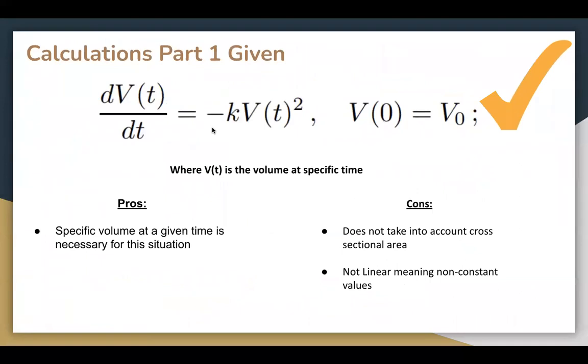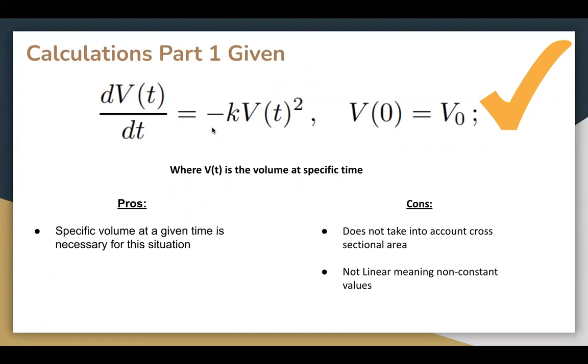So for this part of the activity, we are given 3 different scenarios or models in which we have to find the rate of evaporation. The first one we are given the equation negative K multiplied by V(t), in this case a volume at a specific time, squared. In this case, V sub 0, at time equal to 0, is our initial value.